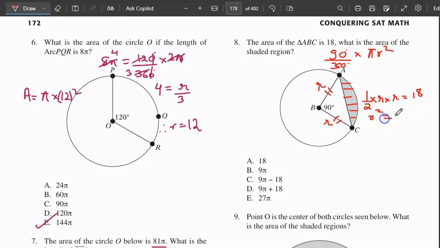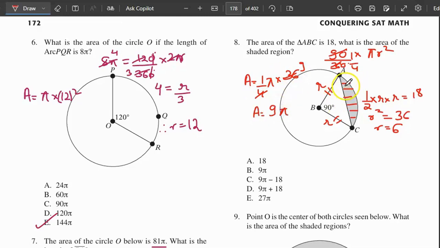So we are getting r square equals to 18 into 2. This 2 is divided here, it would be multiplied on the other side. So r square is coming as 36. Radius is equal to 6. So by this we can find this: 90 upon 360, that is 1 by 4 pi into 6 square. So area of the circle is 1 by 4 pi into 36. So this will be cancelled 9 times. Area is coming as 9 pi.